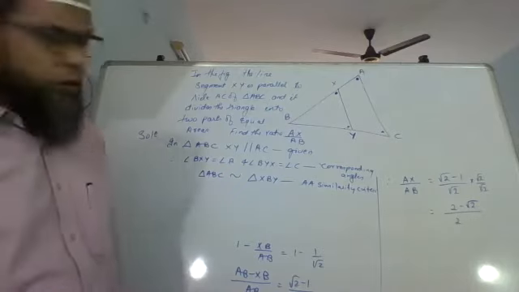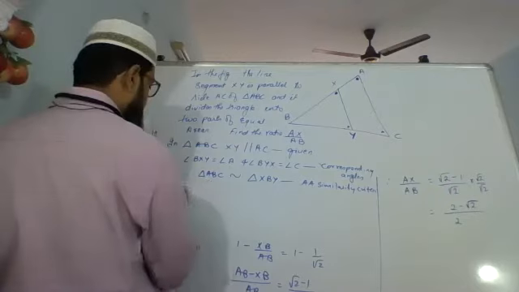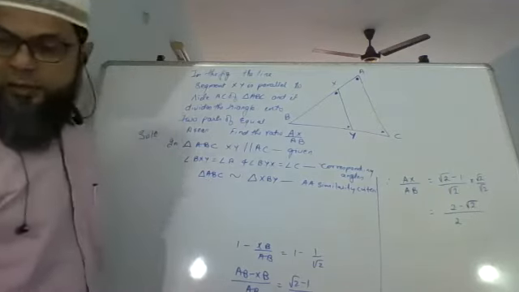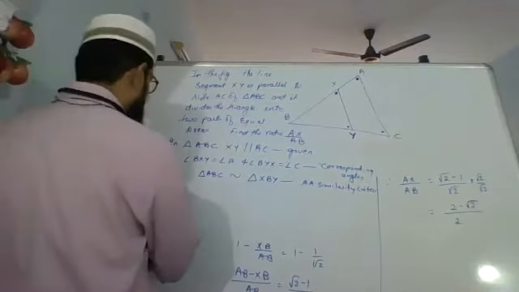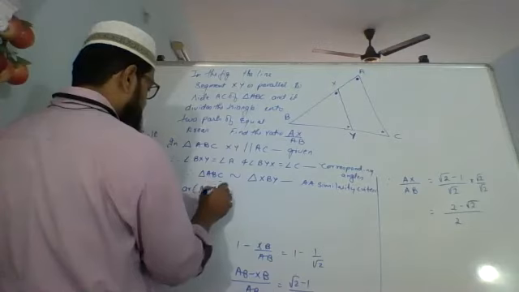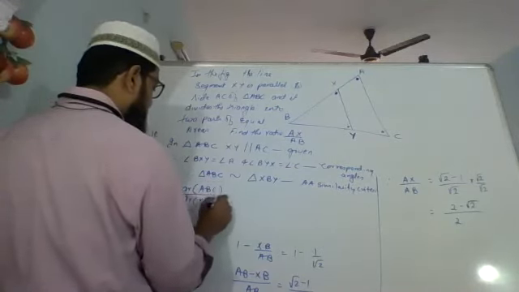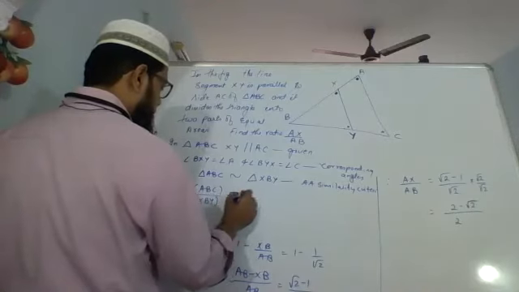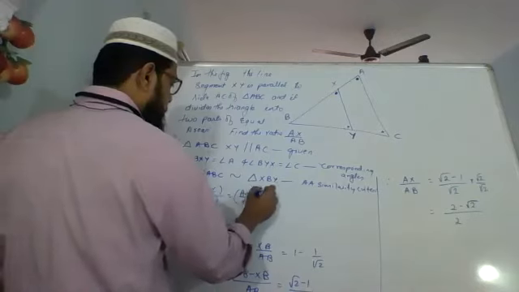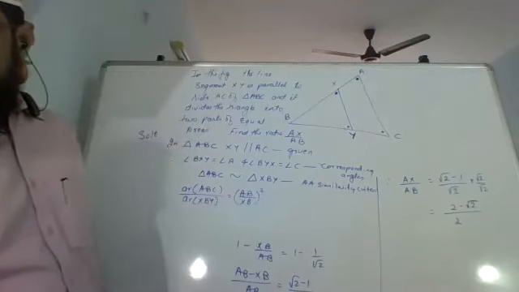Okay. So therefore, also we know. So if they are similar, therefore area of ABC upon area of XBY equals AB upon XB the whole square.